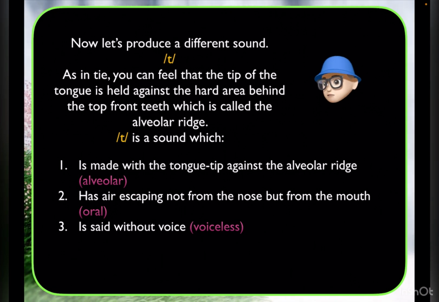Now let's produce a different sound. As in Thai, t. You can feel that the tip of the tongue is held against the hard area behind the top front teeth, which is called the alveolar ridge. T is a sound which is made with the tongue tip against the alveolar ridge, alveolar. It has air escaping not from the nose but from the mouth, oral. It is said without voice, voiceless.